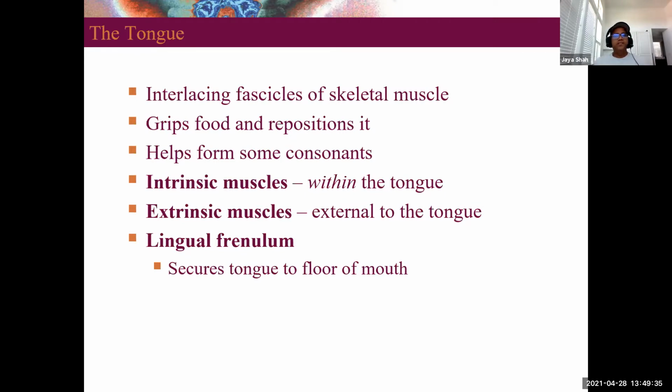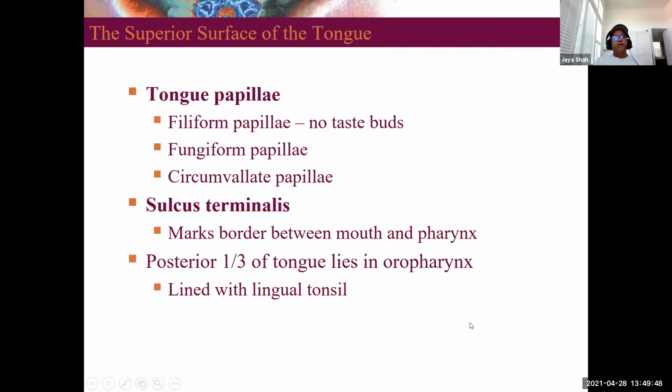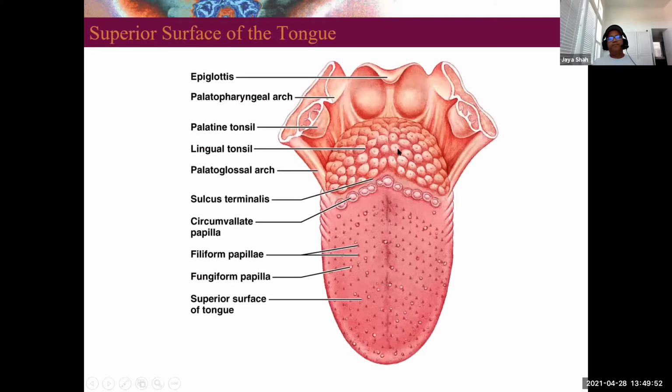These have intrinsic muscles, which are within the tongue, and some other muscles which are outside the tongue, called extrinsic muscles. The frenulum secures the tongue to the floor of the mouth. The tongue has here the palatopharyngeal arch, and then the epiglottis, which you see behind the tongue, flaps back and covers the larynx during swallowing.